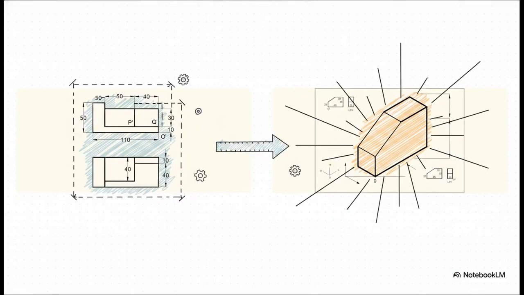And here it is. This is where it all clicks. Over on the left, you've got those flat front and top views we talked about. On the right, you have the final isometric drawing. By taking the measurements from the plans and applying that 30-degree rule, we can build this perfect 3D representation. You can literally see how every line and every corner matches up.